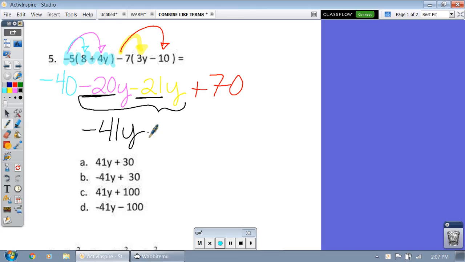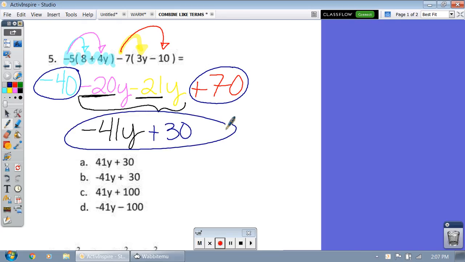Now we have to look at our numbers. Negative 40 plus 70. Well, that is positive 30. So which one of those matches up? It looks like it is letter B.